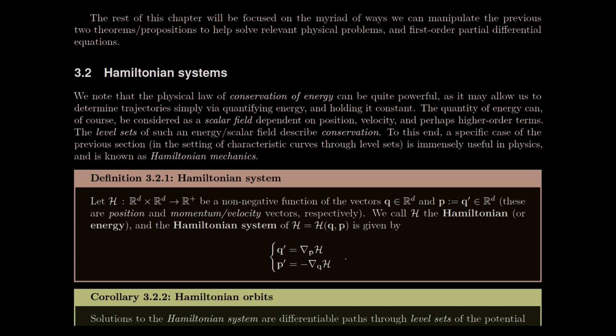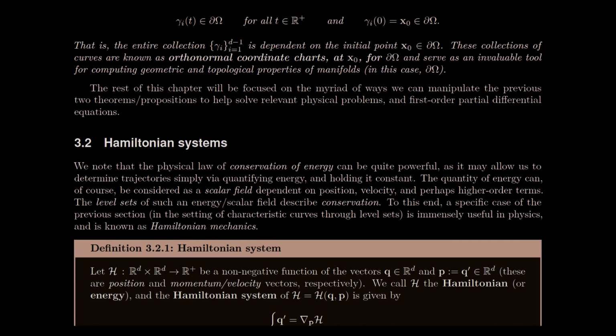Hamiltonian systems really are a topic of physics, and maybe some of your physics courses have covered these, but I don't necessarily think so. This is kind of an obscure topic in a lot of undergraduate educations, and I think this is a good excuse to cover this obscure topic. So what is a Hamiltonian system?